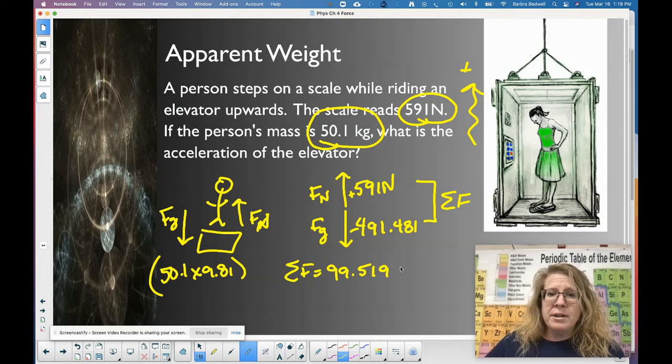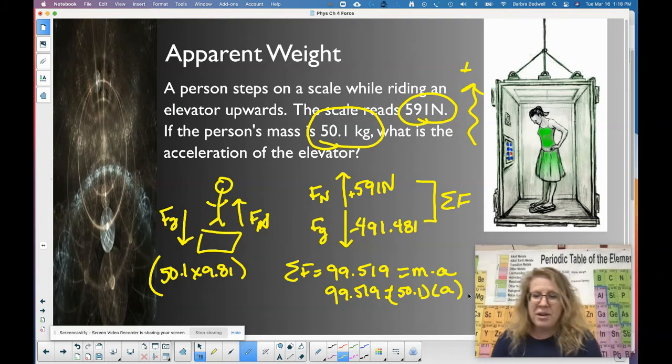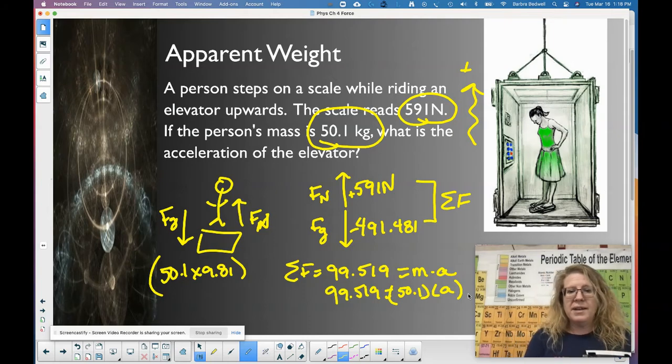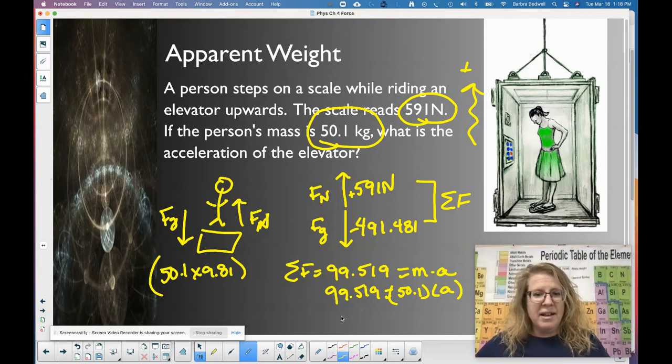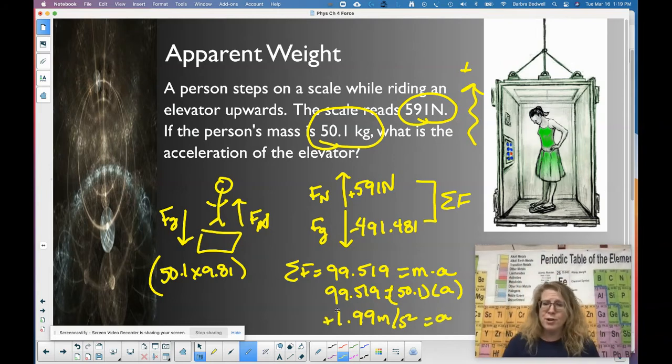If we have net force, we have mass times acceleration. 99.519 equals 50.1, the weight of the person, times the acceleration. So now you can just take 99.519 divided by 50.1, which gives you an acceleration of, to 3 sig figs, 1.99 meters per second squared. And yes, it's positive because you're accelerating upwards, right? Makes sense. You're heavier than you should be.